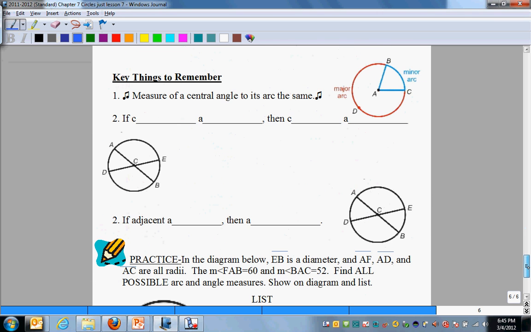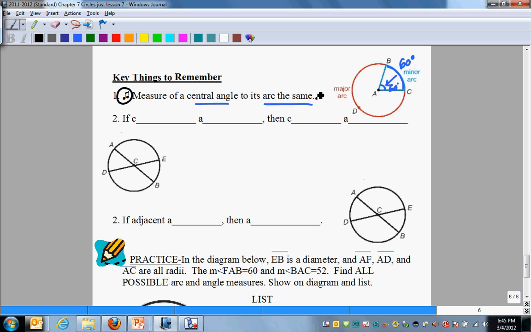There's 2 key things you need to remember about the terms you just learned. The first one is this. Whatever the measure of the arc is, from our previous example we used 60 degrees, the central angle has the same measure, 60 degrees. The way we remember that is this: measure of a central angle to its arc the same. Notice there's little notes around it.